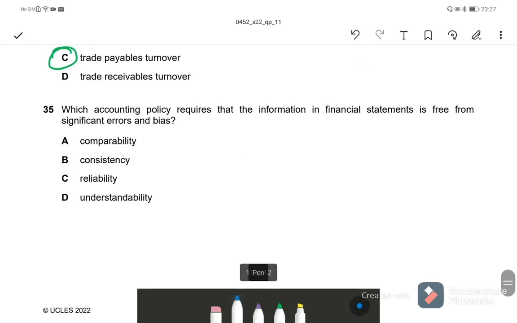Next, the last question of this paper, question number 35. Which accounting policy requires that the information in financial statements is free from significant errors and bias, as per the reliability concept? So option C is the perfect answer. Now we are done with the complete paper of May-June 2022, paper 11.